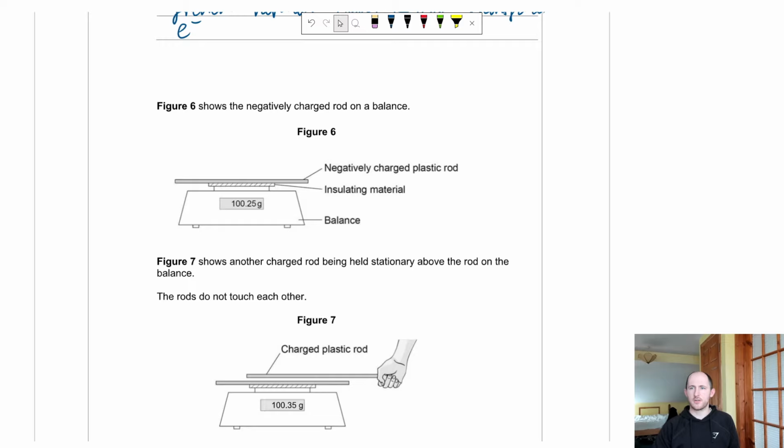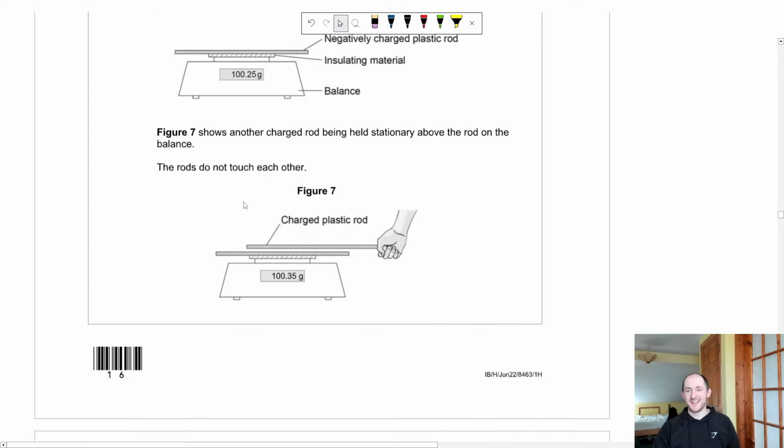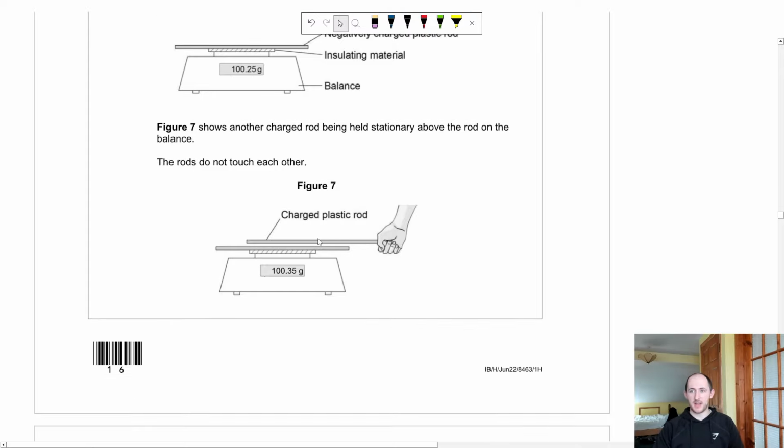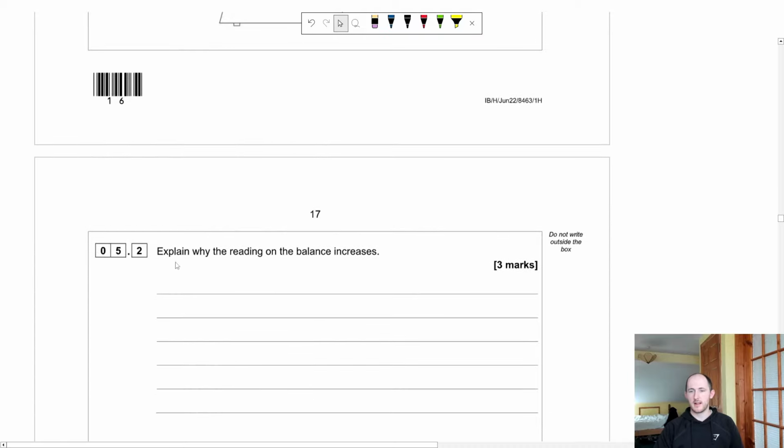Figure 6 shows the negatively charged rod on a balance. So we have this negatively charged rod, an insulating material, which is, well, it's the weight, isn't it? Now there's another charged rod being held above the rod on the balance, and as you can see, the weight, or the mass that's being read, has gone up. Interesting. Explain why. Again, 3 marks.